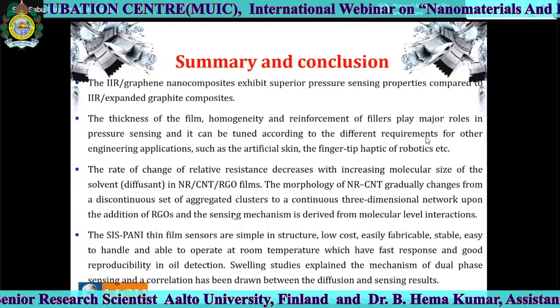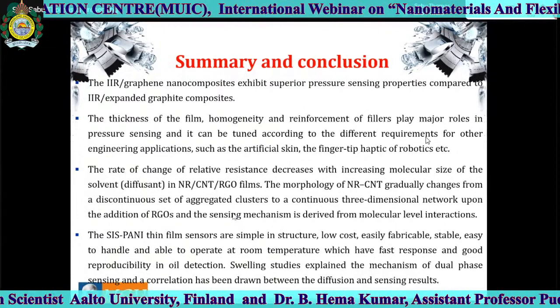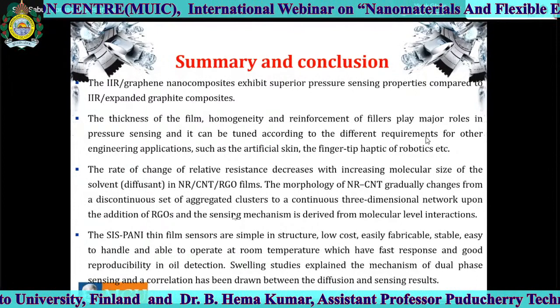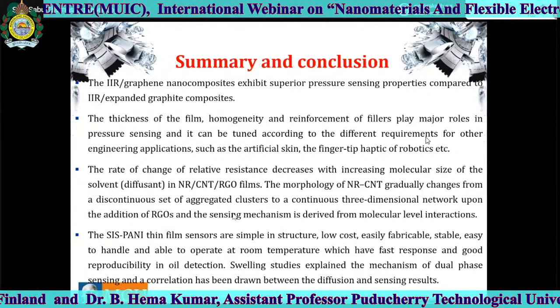We are discussing with the company to make some products. We are able to sense oil and water. We are able to sense different types of solvents. So we could make fantastic sensors. We are discussing with different companies for real commercial production.